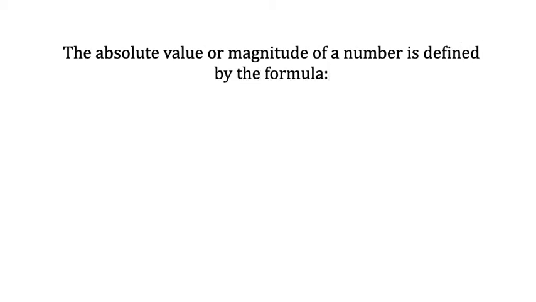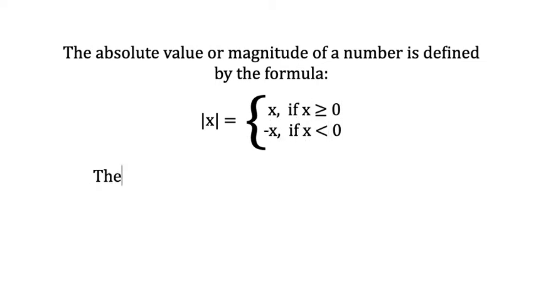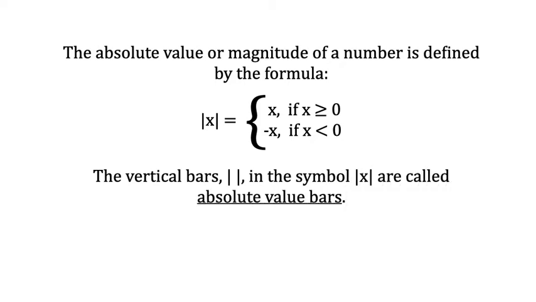The absolute value or magnitude of a number is defined by the formula: the absolute value of x is x if x is greater than or equal to 0, or is minus x if x is less than 0. The vertical bars in this symbol are called absolute value bars. Let's go over some various properties of absolute values.